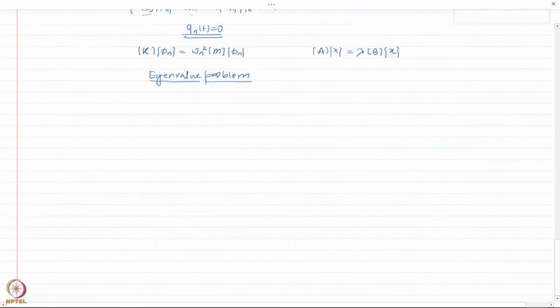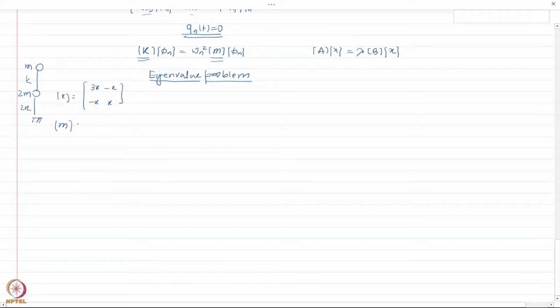Okay, now in this equation my K matrix is known to me, my M matrix is known to me. So remember, if I have a multi-degree of freedom system, something like, let us say, this 2K, K, I know how to get my K matrix, which in this case would be simply [3K, -K; -K, K], and M would be [2M, 0; 0, M].